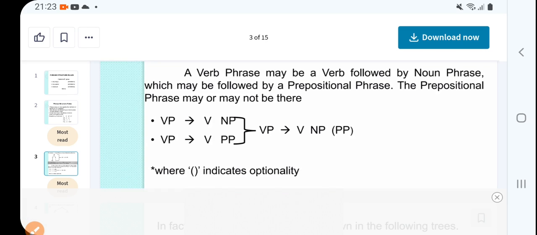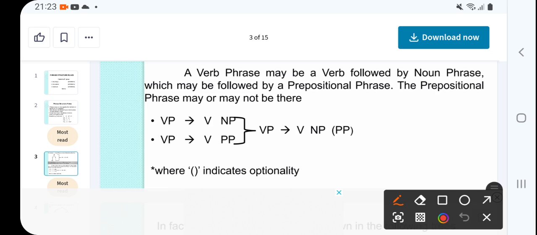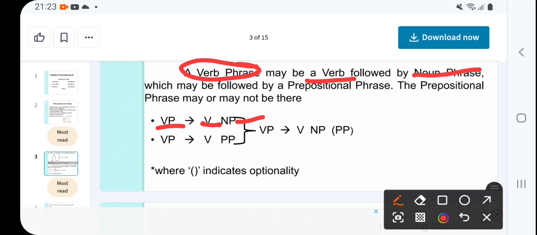Verb phrase, very important, right? A verb phrase may be a verb followed by a noun phrase. Important, right? Here, the verb and the noun phrase, which may be followed by a prepositional phrase. The prepositional phrase may or may not be there, right? It's not necessary that there will always be a prepositional phrase.